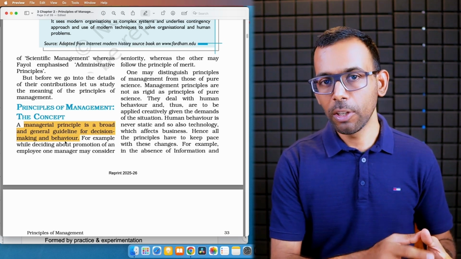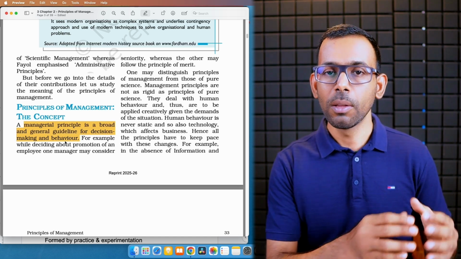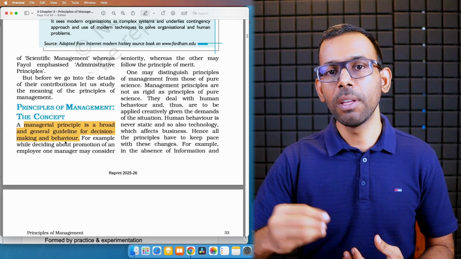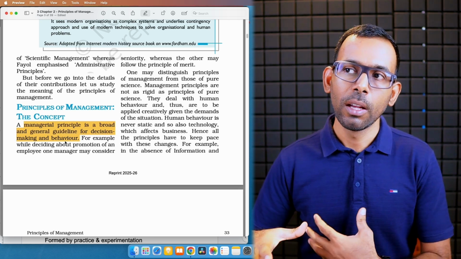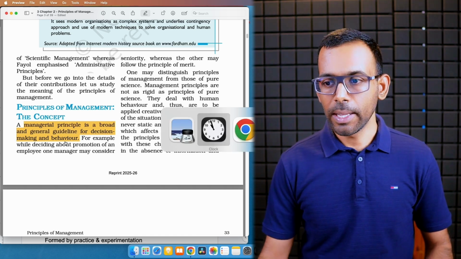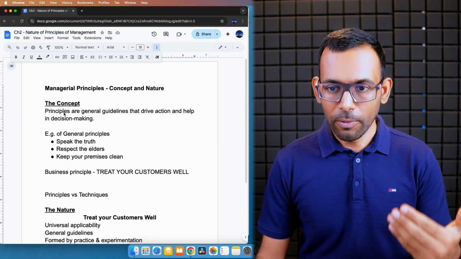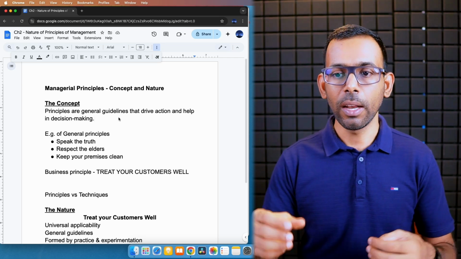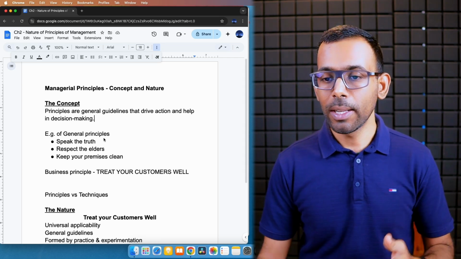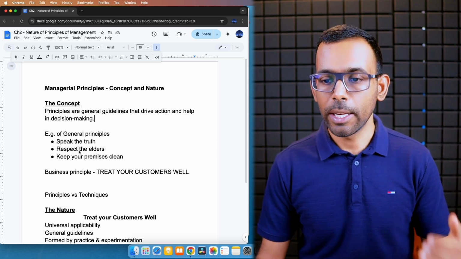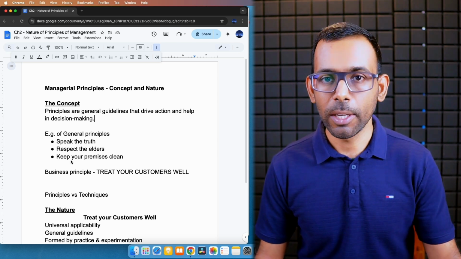Now, the first thing we will do is understand what is a principle. We will see some life principles, and then we will understand how a business principle could look like. So the first example I can give is we just saw the concept. Principles are general guidelines that drive action and help in decision making. Now let us see some examples of general principles. Speak the truth, respect the elders, keep your premises clean.